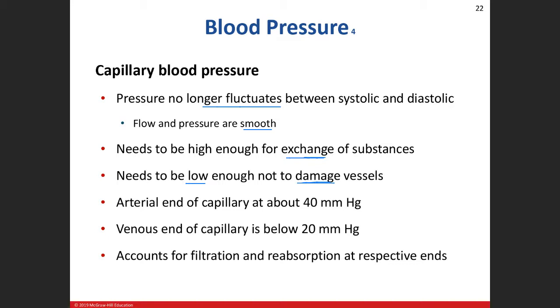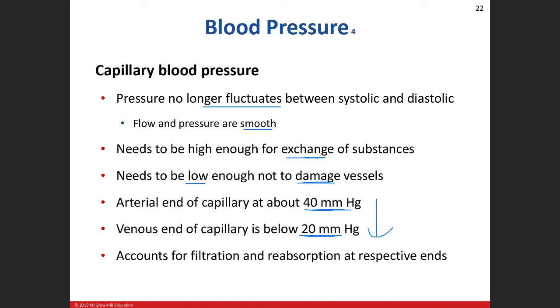That net filtration rate. At the arterial end, we have that value of about 40 millimeters of mercury. That is going to be enough to promote that filtration. That's going to push those substances out of the blood into the tissues. We get to the venous end, it's going to be around 20 millimeters of mercury, and that's going to promote resorption. But keep in mind, we're still decreasing the blood pressure in that structure there. We don't want it to be too high.